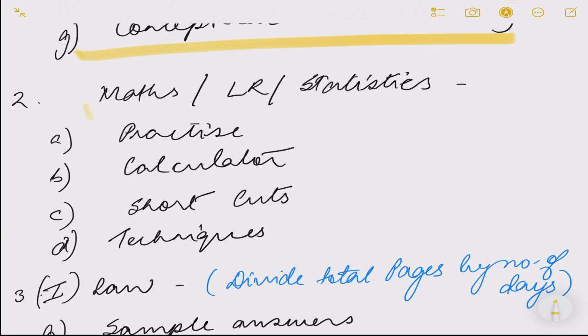So the next subject is maths, LR and statistics, for which you need to practice and practice and practice, okay. And the calculator which you are using now, try to use that only in your exams, because it becomes a habit to use the same calculator, and in the exam it saves a lot of time. And try to apply shortcuts and techniques. Make a note copy for that.